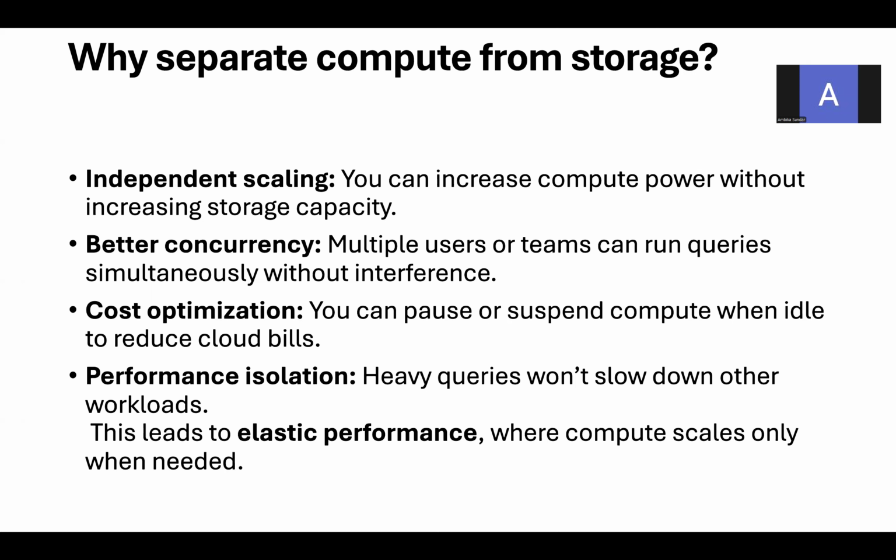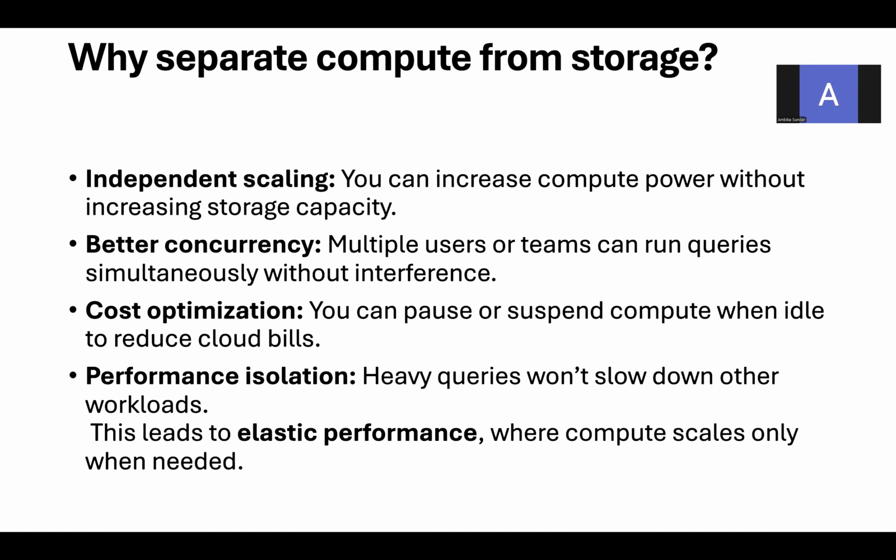Cost optimization means you can pause or suspend the compute when idle to reduce the cloud bills. For example, I have a set of queries, so I want to perform the operation now. So it automatically resumes the warehouse. Whenever there are no queries, it automatically descales the warehouse. It suspends, so that during that time we won't be getting the cloud bill. So when it automatically resumes and suspends the warehouse, it is taking care of the control of the warehouse. Parallelly, it is going to take care of the cost of the operation as well.